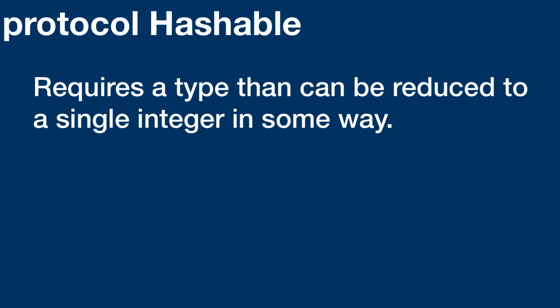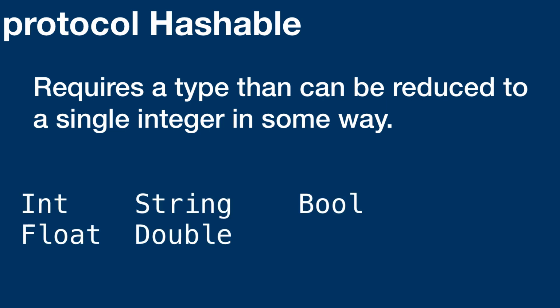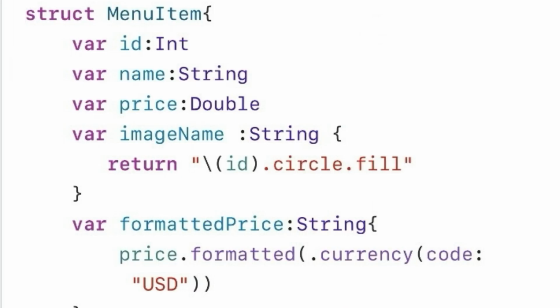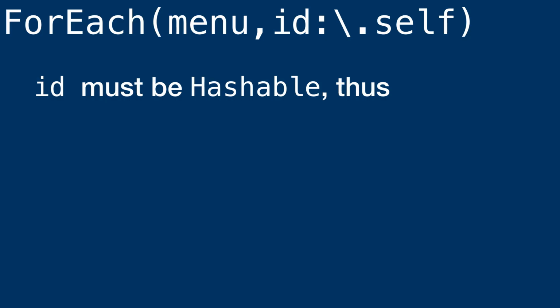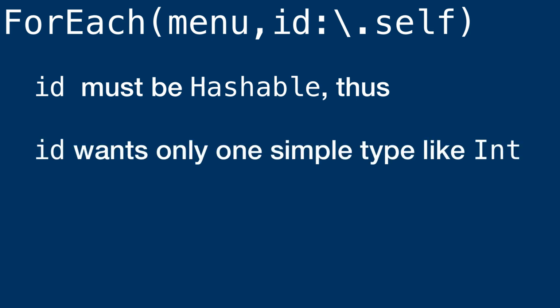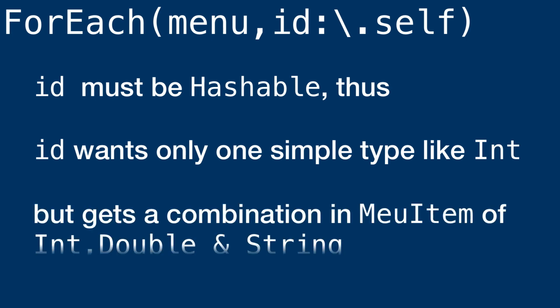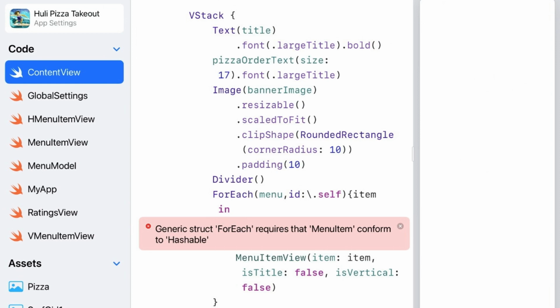For example, objects adopting the hashable protocol require values to be of a simple type, such as int or float or string. However, menu item is not a simple type. It's a combination of simple types to make the struct. ForEach adopted hashable for the value of ID. Therefore, you must use a simple type to make an ID, and self is the struct menu item, so it causes an error. So let's go over and take a look at menu item now.